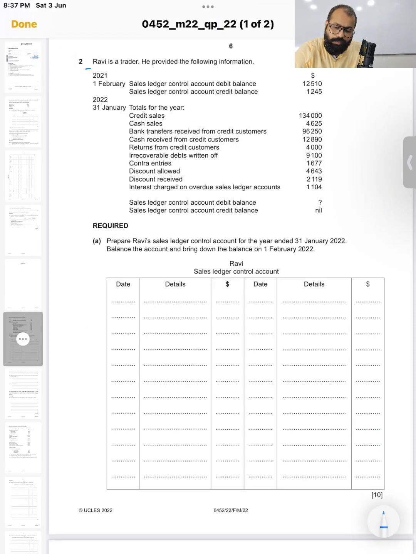Ravi is a trader. He provides the following information. So some details about Ravi they have given us, and they have told us you need to prepare sales ledger control account. Okay, so the question belongs to sales control accounts chapter. Okay, that is the A question. Let us look at the B question.